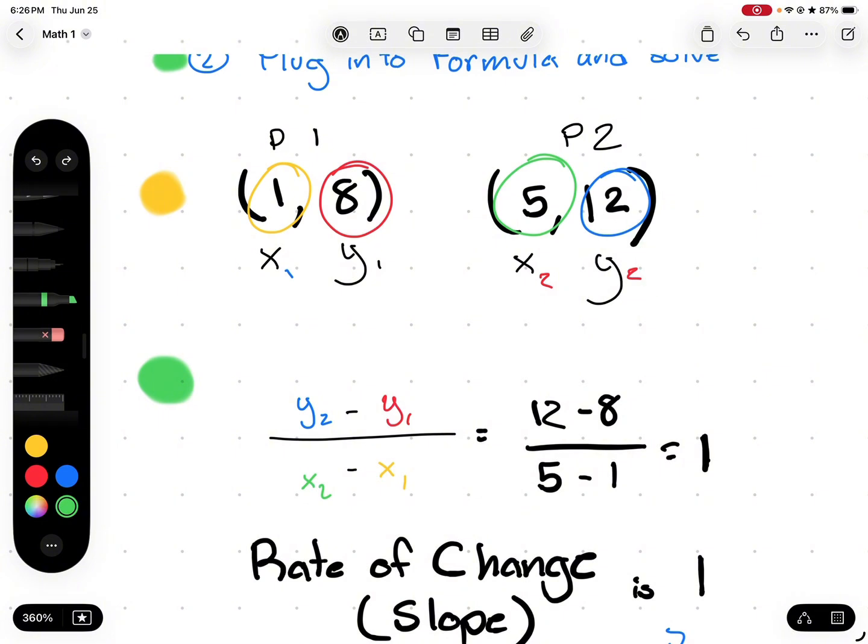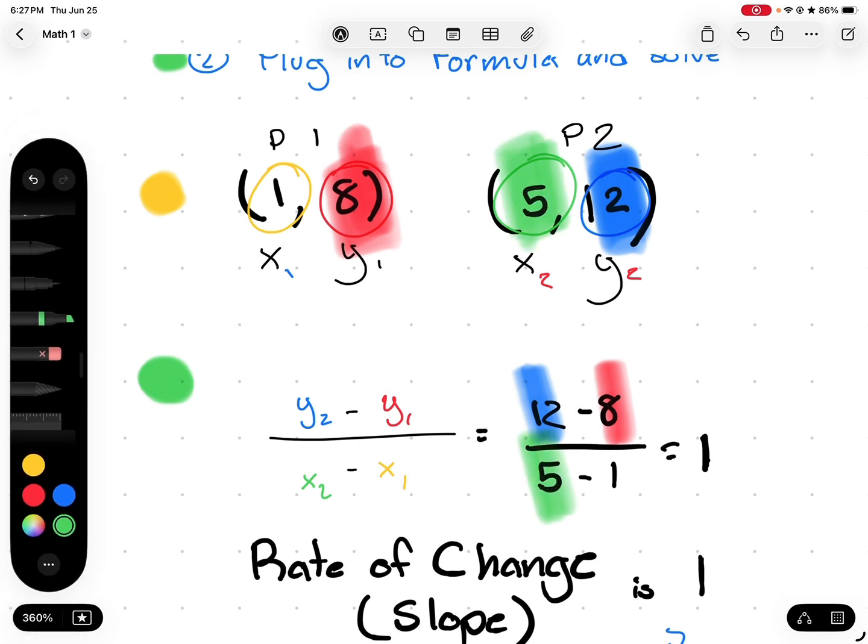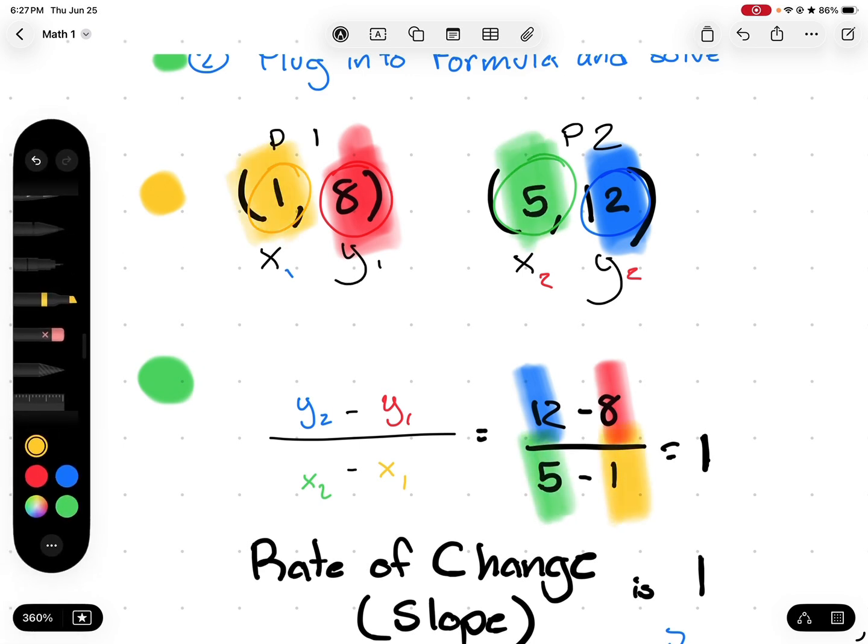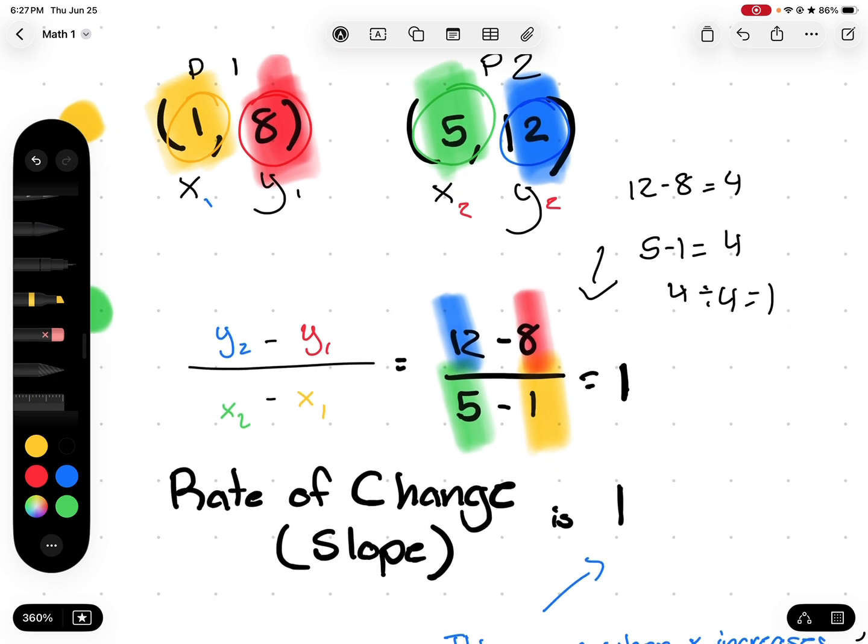our first number, which is over here. Y1 is our second number, which is up there. X2, x1. And when we solve, essentially what we do is we do 12 minus 8, which is 4, divided by 5 minus 1, which is 4. 4 divided by 4 is 1. So that's why our rate of change, also known as slope, for this equation and problem and points is 1.